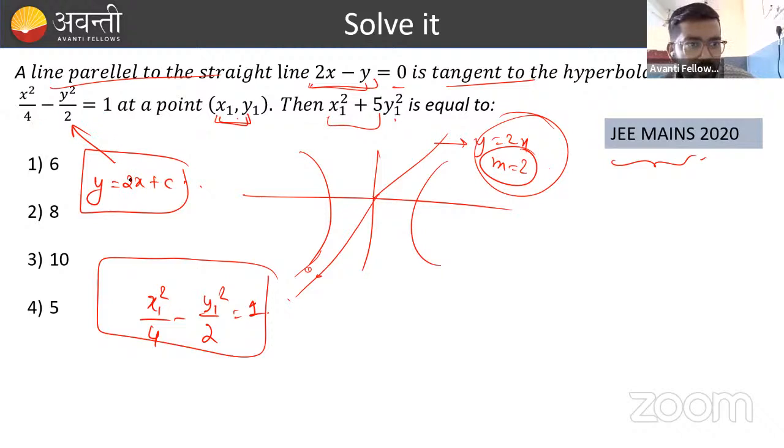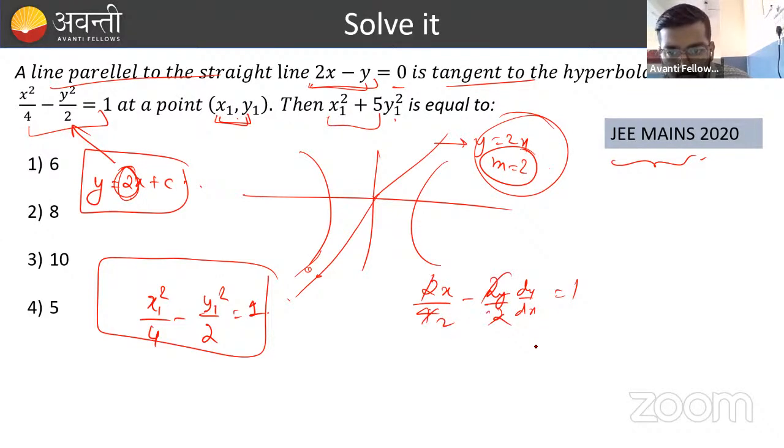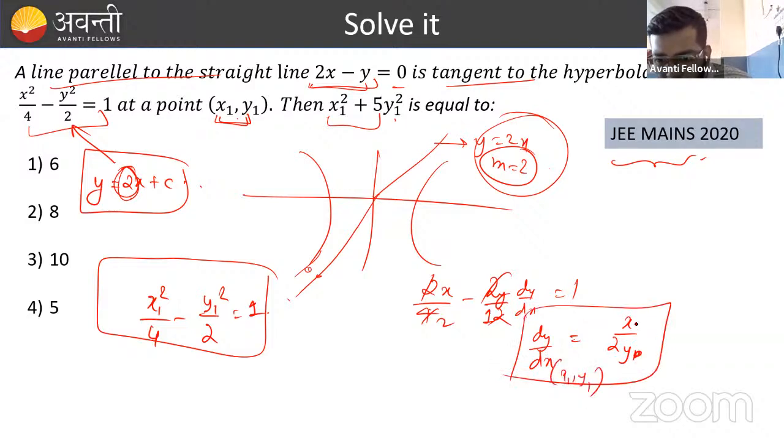And from this we know that the slope of the tangent is 2, so differentiating: 2x by 4 minus 2y dy by dx by 2 is equal to 1, right? This becomes 2, this becomes 1. So dy by dx is actually x by 2y. So dy by dx at x1 comma y1 will be equal to x1 by 2y1. So x1 by 2y1 will be equal to 2.